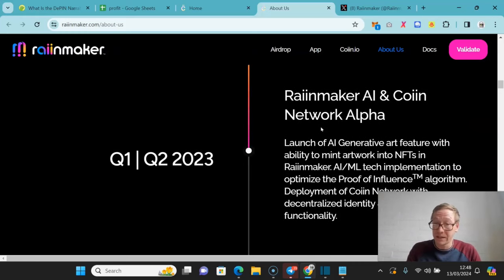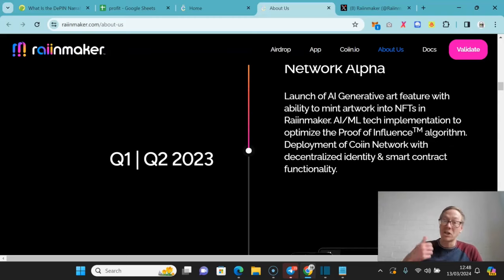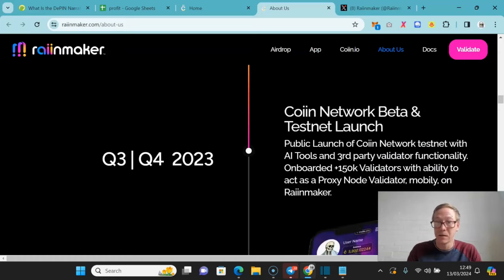In Q1 and Q2 of last year, Rainmaker AI and Coin Network Alpha were launched. So this was the launch of the AI generative art feature, with the ability to mint artwork into NFTs in Rainmaker. The AI and machine learning tech implementation optimized the proof of influence algorithm. So deployment of Coin Network with decentralized identity and smart contract functionality came to existence.